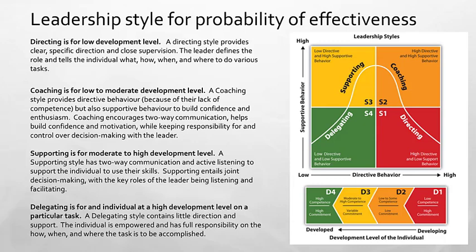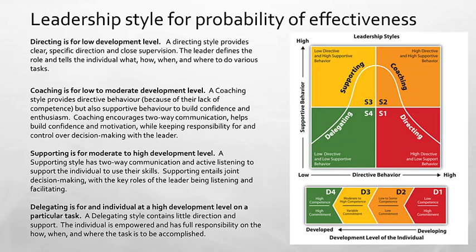So leadership style for probability of effectiveness. So directing is for low development levels. Okay, the directing style provides clear, specific direction and close supervision. So the leader defines the role and tells the individual what, how, when, and where to do various tasks. So the authority is really sitting with the leader at this point. You're giving them that directing kind of approach. Brand new employees or someone who is brand new to a task.